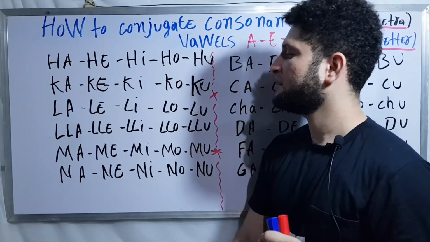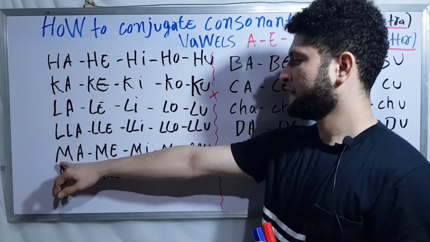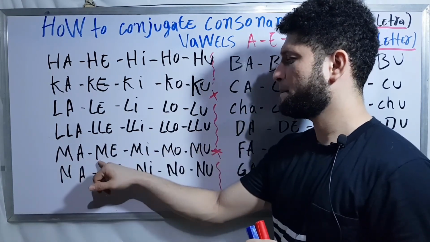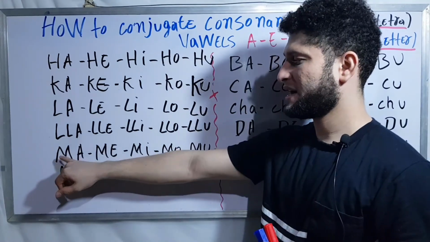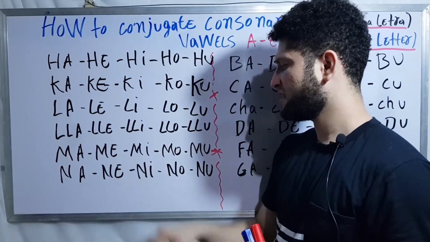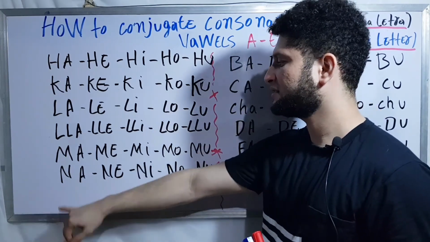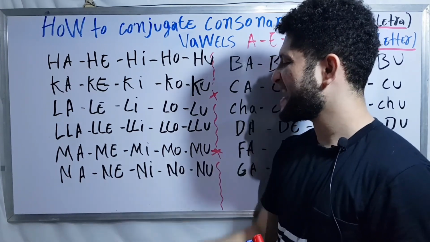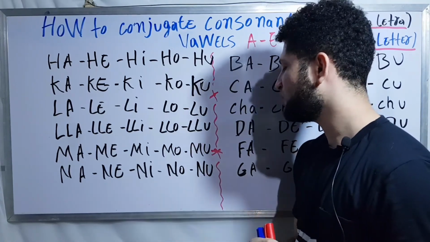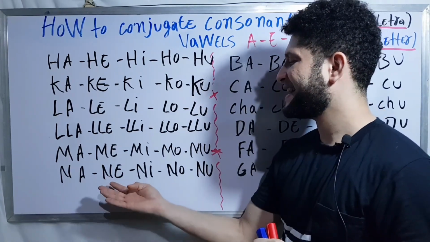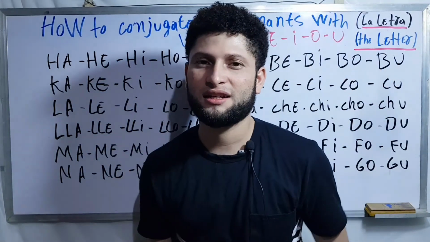Repeat twice. Now the letter M in Spanish, M. Ma, me, mi, mo, mu. Letter N: na, ne, ni, no, nu. Now I will write the other ones.